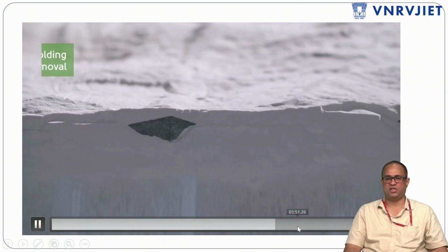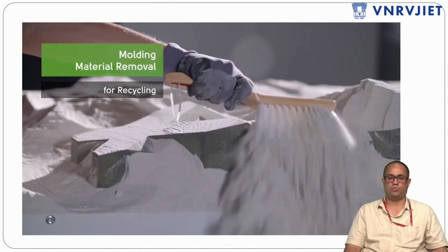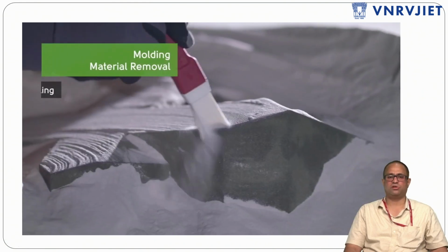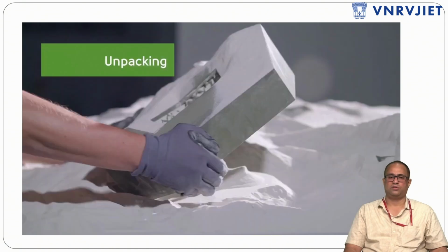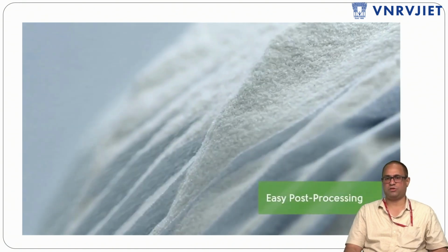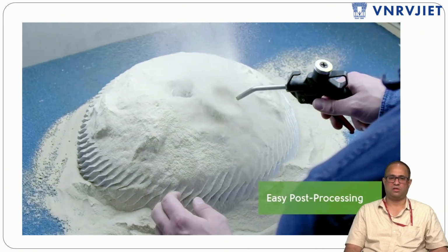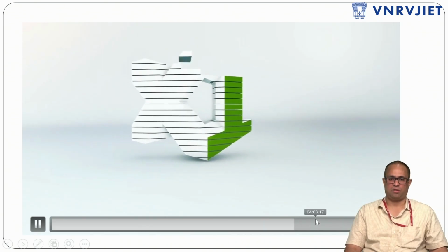Like this, each and every layer is going to be coated and then bound, and then the loose powder is going to be taken outside. And these support structures are also not required. The powder which is adjacent, which is not going to be cured by the binder itself, acts as a support. You can see the complexity of the part.